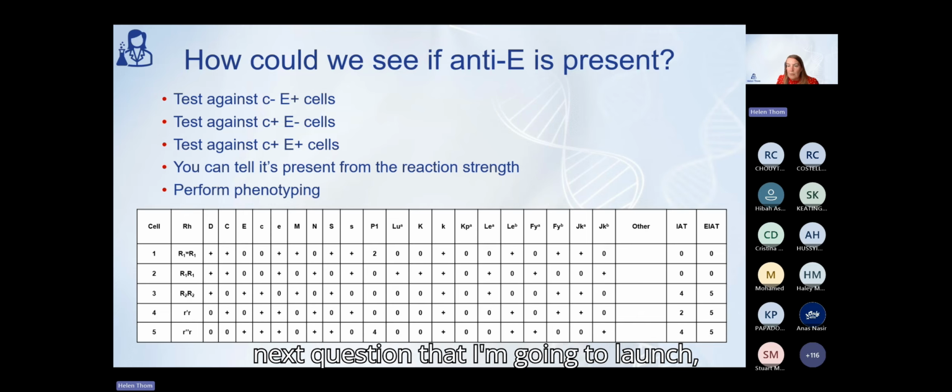So the next question that I'm going to launch is, how could we see? It really does look like there's a big E present, but how can we actually see if it's there? Do we need to test against little c neg big E pos cells, little c pos big E neg cells, little c pos big E pos cells, or can you just tell it's there from the reaction strength, so you don't need to do any further typing? Or could we perform phenotyping and see if that would resolve it?